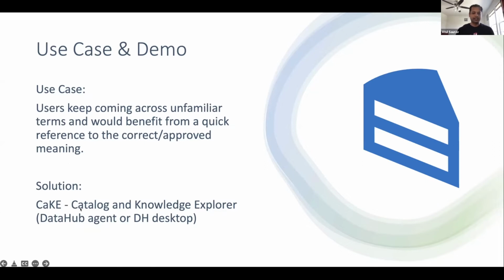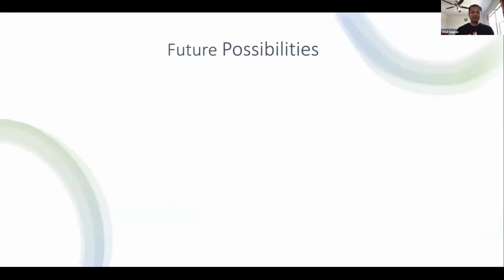CaKE stands for Content and Knowledge Explorer. You can think of it as a DataHub agent or DataHub desktop. Name, whatever it is, cheesy, not cheesy, I'm not married to it, but it's a name, right? But with that, let's go into a quick demo, and then we can talk about the future possibilities of it.